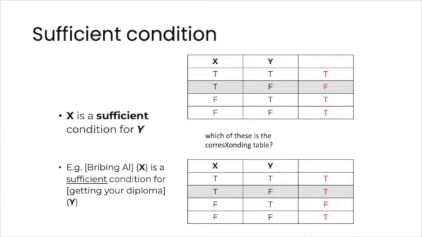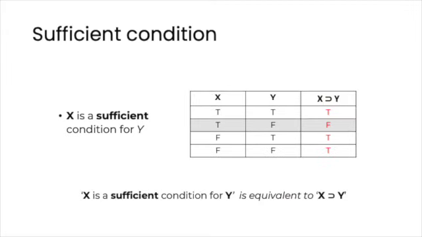Saying that bribing Al is a sufficient condition for getting your diploma is the same as saying that by bribing Al, you automatically get the diploma. And what is ruled out is that you bribe Al but don't get the diploma. So it should be false in the case where X is true and Y is false. And that is what happens in the second row. But notice that the table we end up with is the same as the one for the conditional. So we can see that X is a sufficient condition for Y is equivalent to X horseshoe Y.